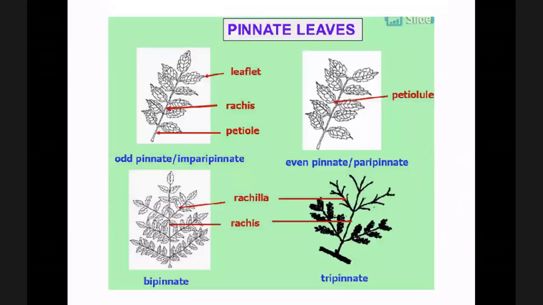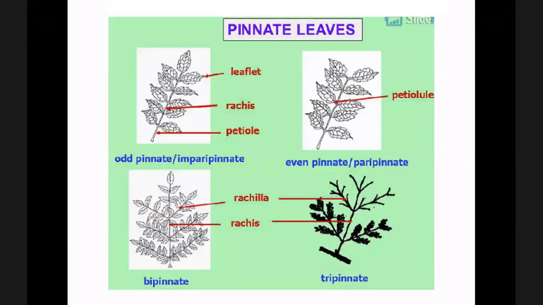Here at the bottom side, you can see the bipinnate. Bipinnate means the compound leaves are themselves pinnate. They are further divided, twice divided. These compound leaves are twice divided, that's why they call it bipinnate compound leaves.